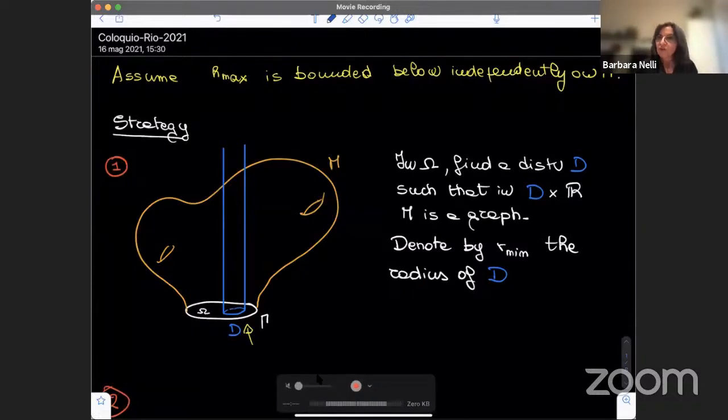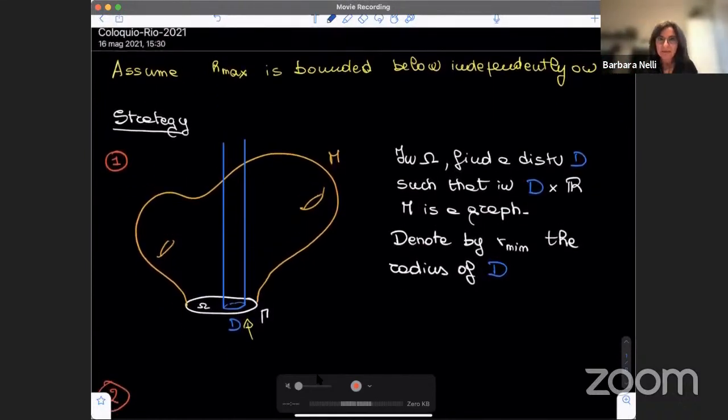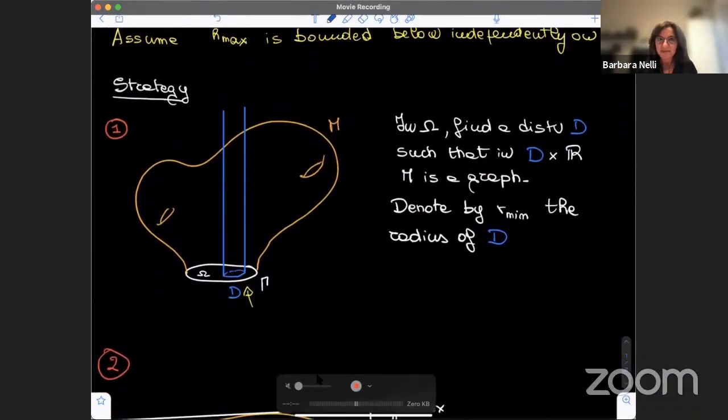Okay, so I want to show you, I have some minutes more, I think. Yes, I have 10 minutes more. So I want to show you how to prove this theorem, a sketch of the proof. I hope you can see my screen. Yes, it's okay. Thank you very much.